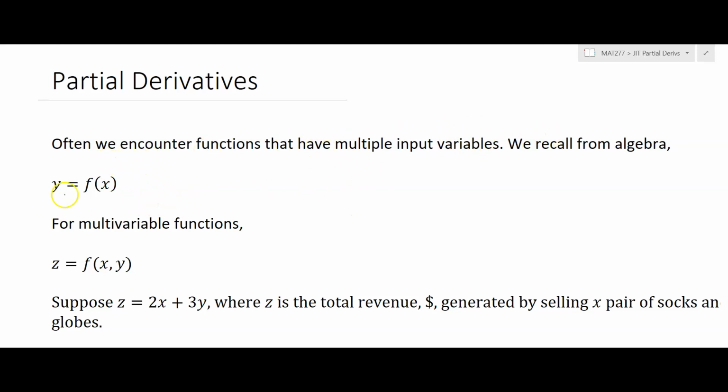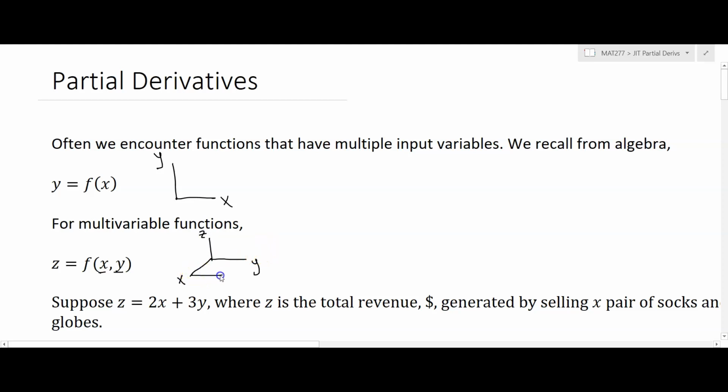So we recall from algebra, we often see this notation y equals f of x. This is a two-dimensional problem, so if I just draw the first quadrant, then we are capable of plotting pairings of x against y. In the three-dimensional realm, here we're saying that z is a function of two inputs, x and y, and in order to be able to plot that, we would actually need a third axis, one that represents the x, one that represents the y, and then another that represents the z-axis.